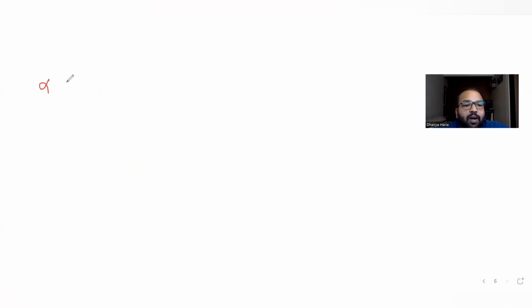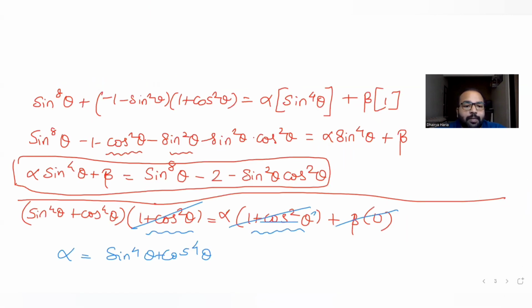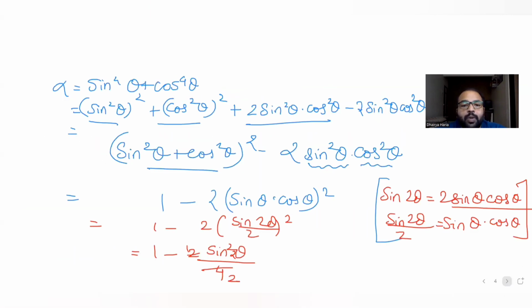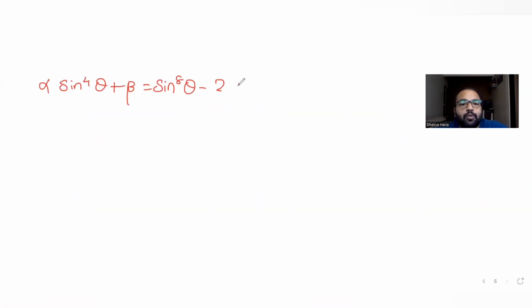So alpha sine raised to 4 theta plus beta is equal to sine raised to 8 theta minus 2 minus sine square theta cos square theta. Right? So now if I solve this further, I already know the value for alpha also, right?